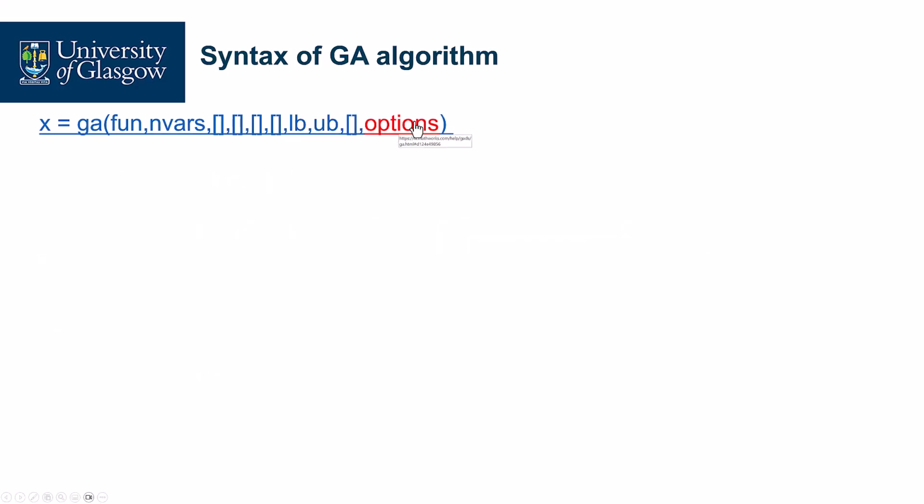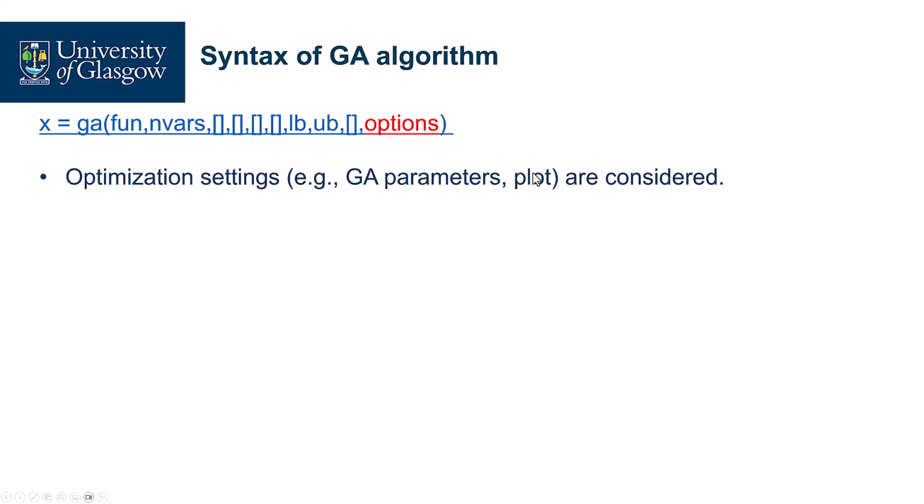If you want to define some options, you can write the options here. Options are where we put the optimization settings, for example the population size and the crossover rate, and we can also set the plot settings in the options. But pay attention that before options, there are also empty square brackets. What are these for? They are for the nonlinear constraints. If we want to put options, don't forget this one must be there. Otherwise, if you have nonlinear constraints, you can put them here.